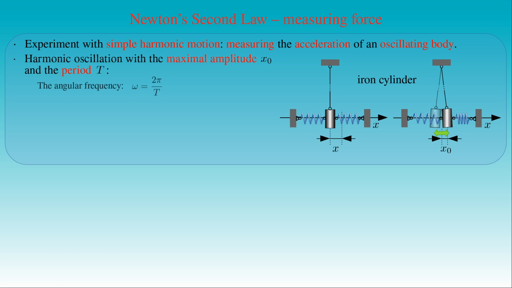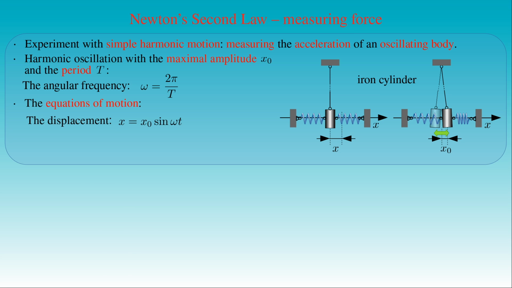The angular frequency omega of the cylinder is equal to 2 pi divided by the period T. We already know the equations of motion of simple harmonic motion. The displacement x of the oscillating body is given by x0 times the sine of omega times t. Its derivative with respect to the time t is the velocity of the body, which is equal to x0 times omega times the cosine of omega times t. The time derivative of the velocity gives the acceleration of the body, which is given by minus x0 times omega squared times the sine of omega times t.